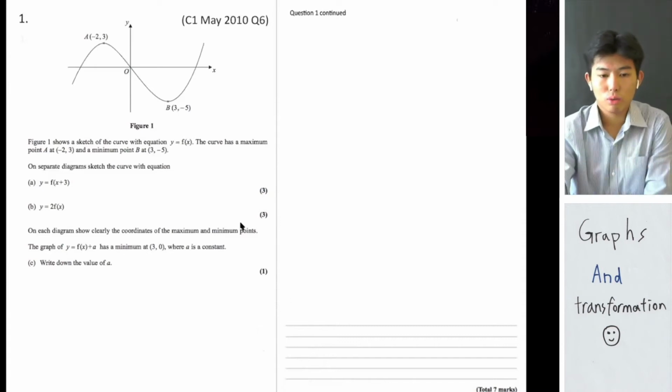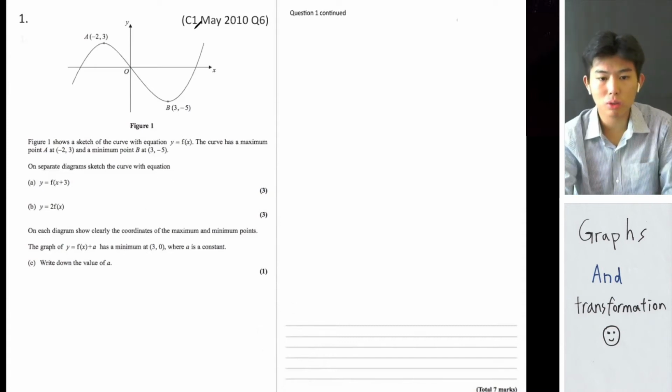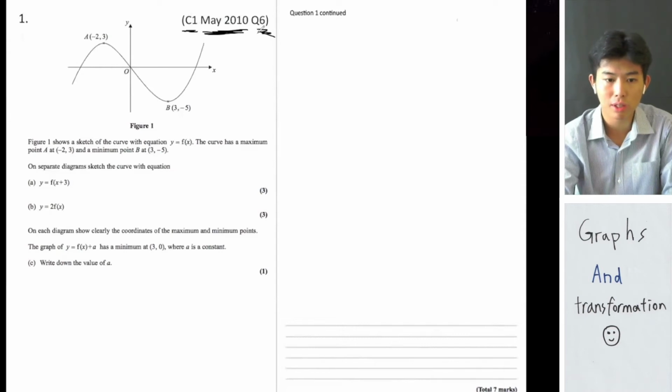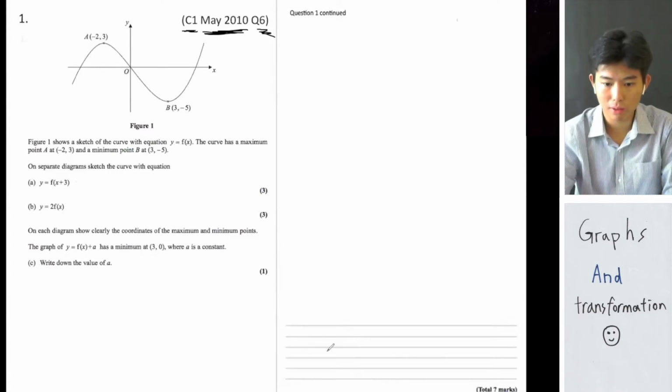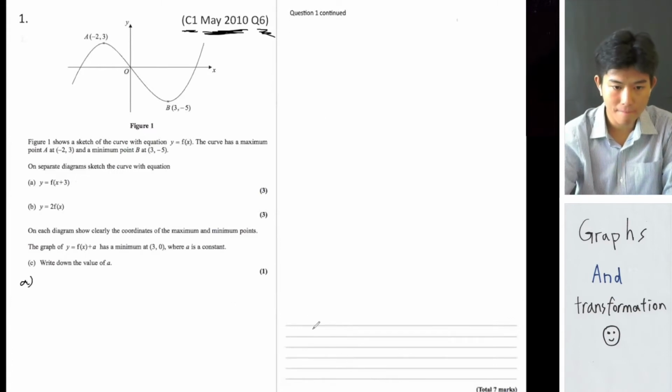Okay, let's try to do some past paper questions now. This question is actually from CE module, May 2010, question 6. For the first part, they want us to sketch the graph with the equation f of x plus 3. All we have to know is to move the whole curve to the left by 3 units. So it would look something like this for part A here.